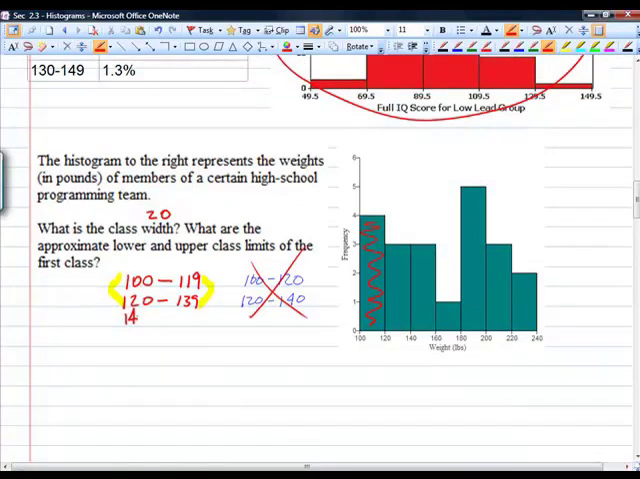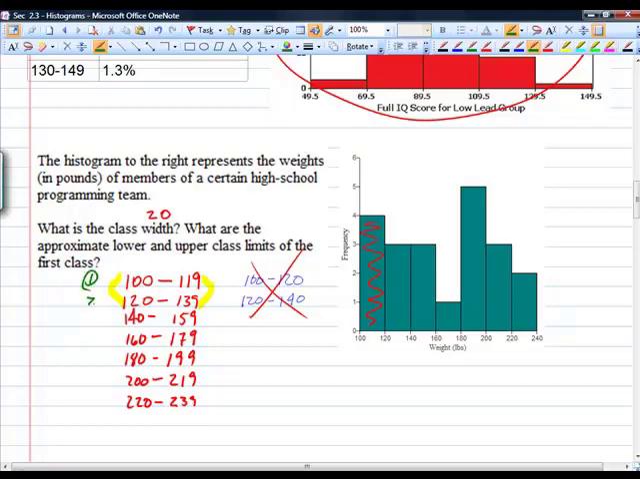So we're going to go 140 to 159, 160 to 179, 180 to 199, 200 to 219, 220 to 239, and that's it. Notice we have 1, 2, 3, 4, 5, 6, 7 class widths. There's 1, 2, 3, 4, 5, 6, 7 bars that represent those 7 class widths. It's just that it looks like it goes out to 240 because 239 is really close to 240. But these are the actual class widths right here.